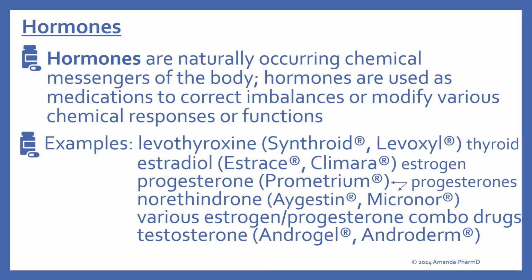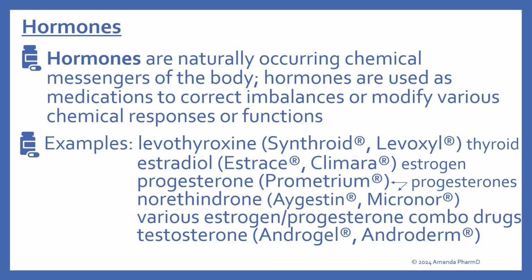Next are the hormones. Hormones are naturally occurring chemical messengers of the body. Hormones are used as medications to correct imbalances or modify various chemical responses or functions. So some examples of hormones include levothyroxine, brand name is Synthroid or Levoxyl, and that's a thyroid hormone.